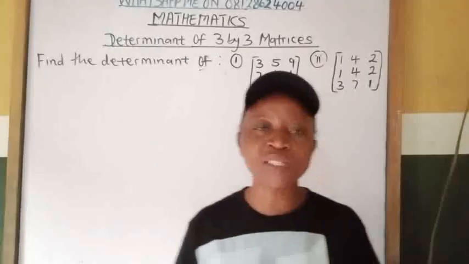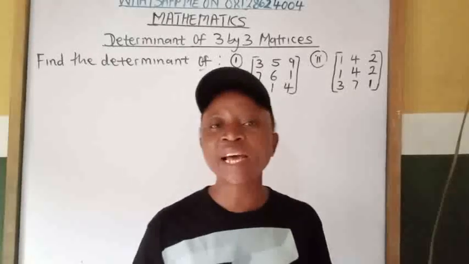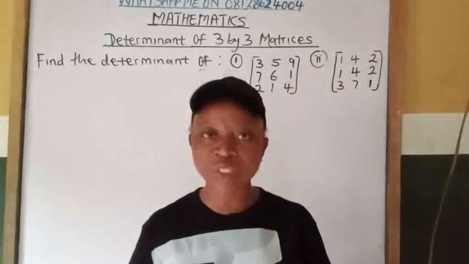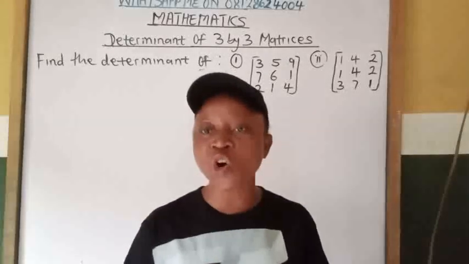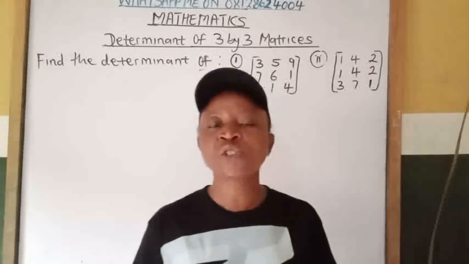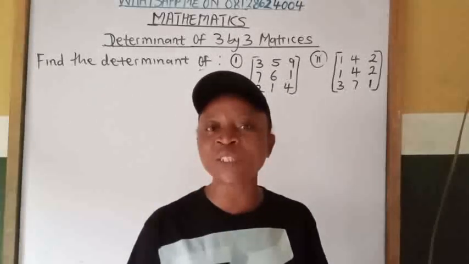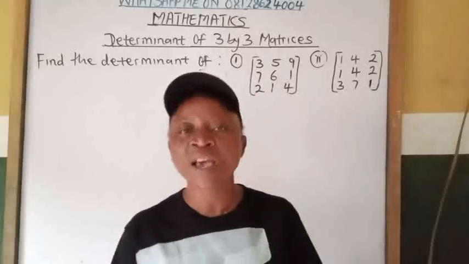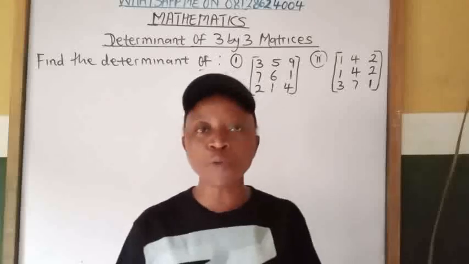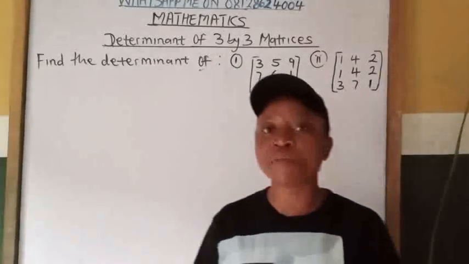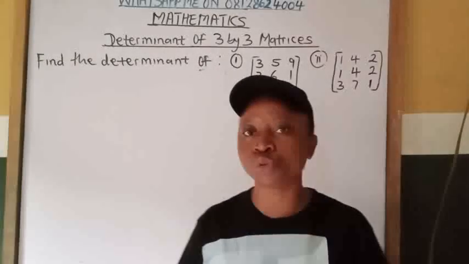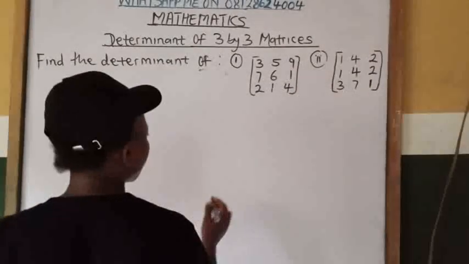We are still solving questions on determinants. In my last video, we learned about determinants of 2 by 2 matrices. In this video, we'll be focused on determinants of 3 by 3 matrices. Like I explained in my last video, matrices are a group of elements arranged in rows and columns. Before we move into today's class, let me briefly remind us of our last class on determinants of 2 by 2 matrices.